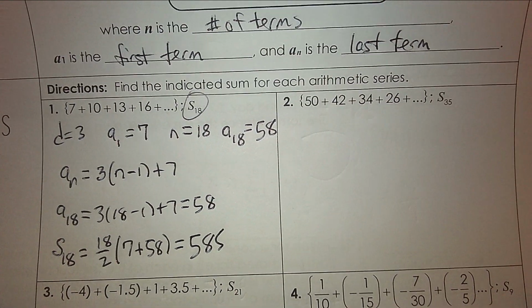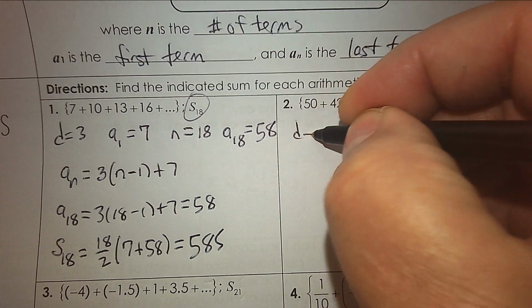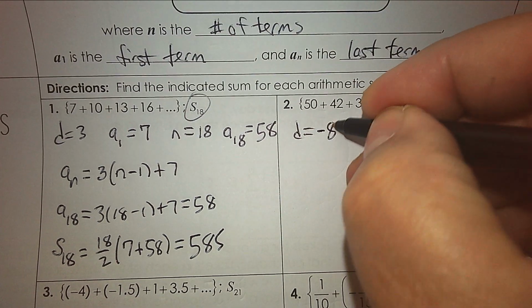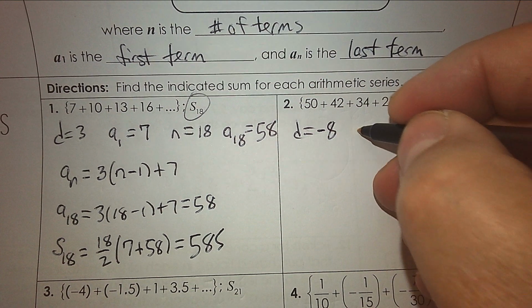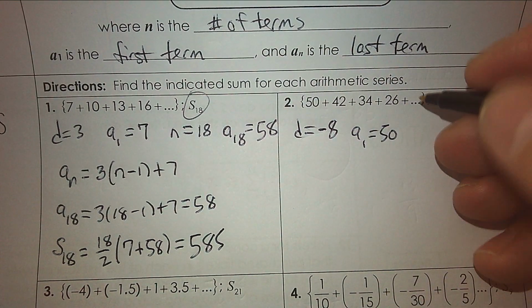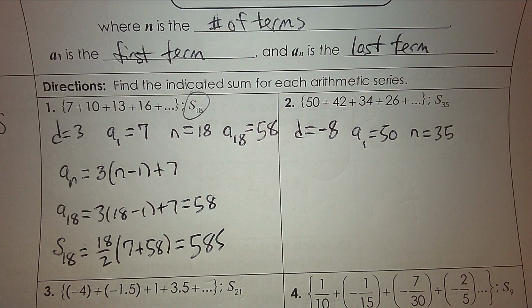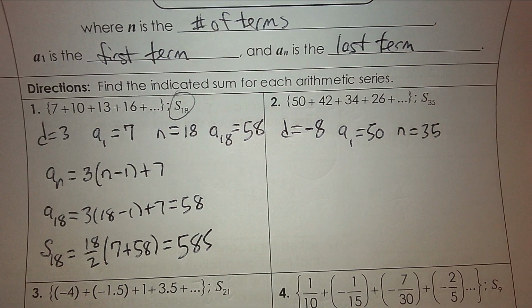So let's go through this again. Number 2. Is number 2 an arithmetic series? And the answer is yes, because the common difference is negative 8. I know the first term is 50, and I know how many terms there are, which is 35. What I don't know is the last term.